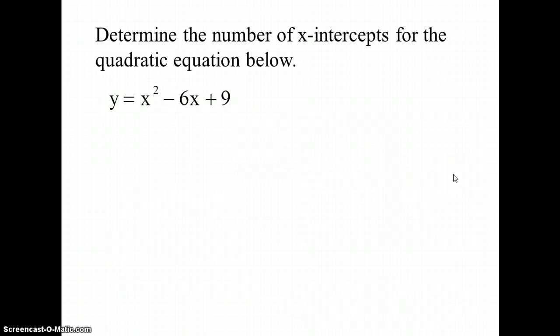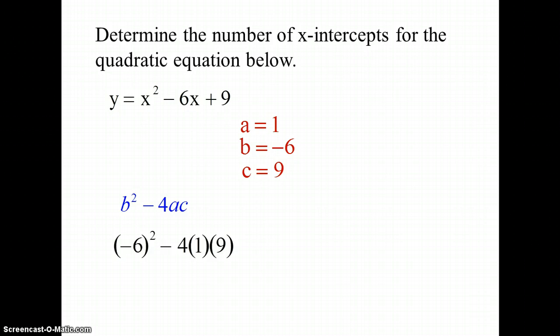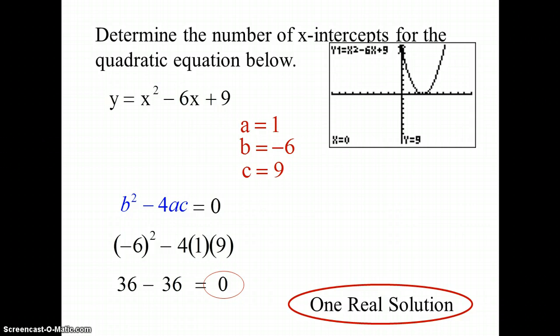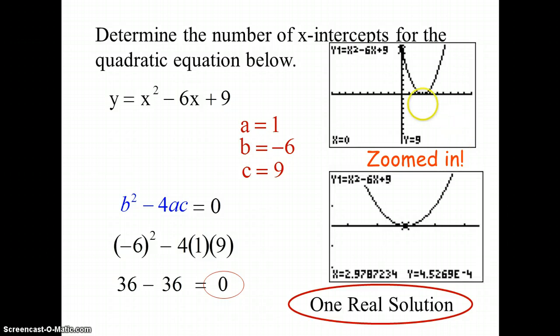And your last example, y equals x squared minus 6x plus 9. Identify your a, b, and c, and substitute them into the discriminant, and then simplify. You'll notice that 36 minus 36 equals 0. So since your discriminant equals 0, you have only one real solution. And here's an example of that parabola. If I zoom in here, you can actually notice that the parabola intersects the x-axis at 1 point.